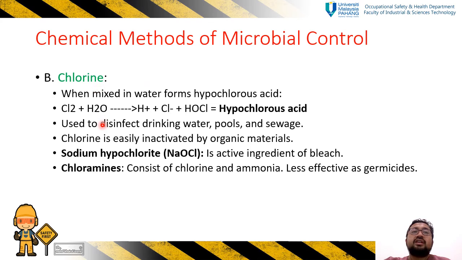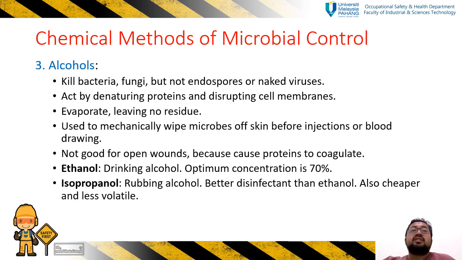And then we got chlorine. Okay, when mixed in water forms hypochlorous acid. Chlorine is what we often hear about for cleaning water. Alright, so when it is mixed with water, we call it hypochlorous acid. Used to disinfect drinking water, pools and sewage. Chlorine is easily inactivated by organic materials. Okay, sodium hypochlorite is the active ingredient of bleach, which is used to kill bacteria. So it is a type of chlorine. Chloramines consist of chlorine and ammonia, less effective as germicides.